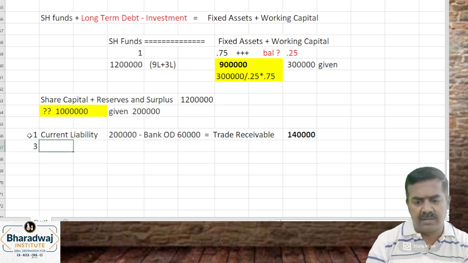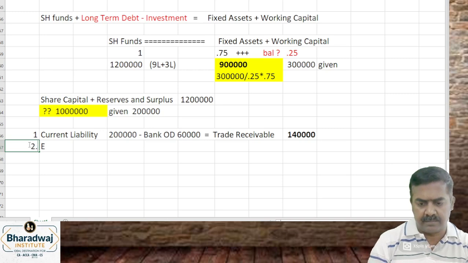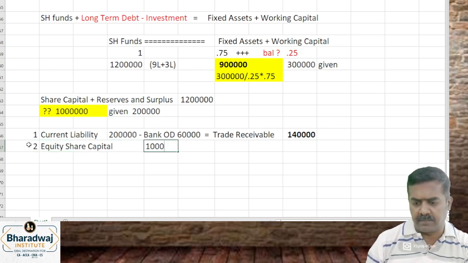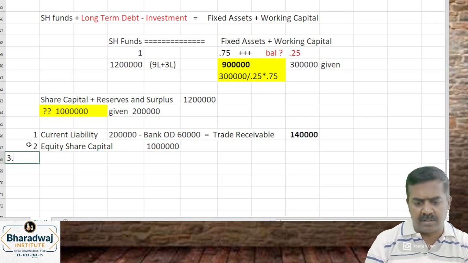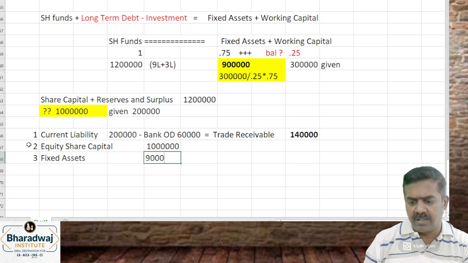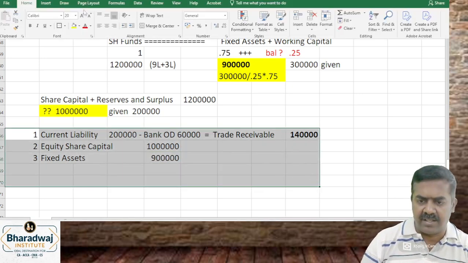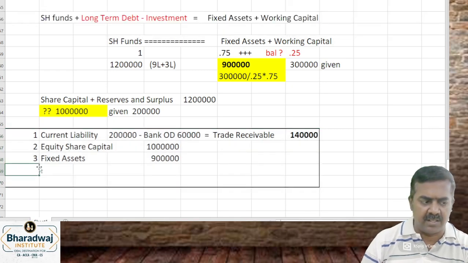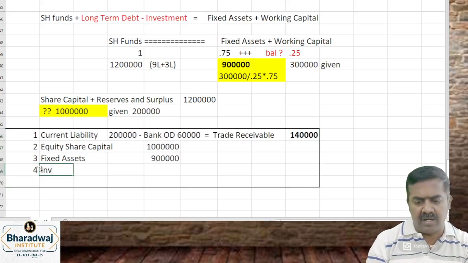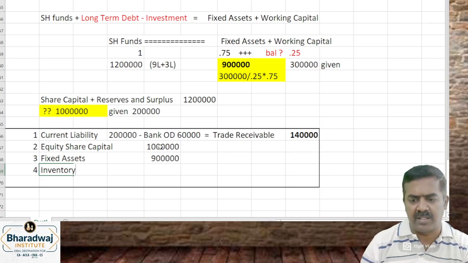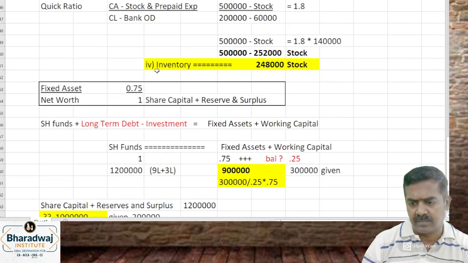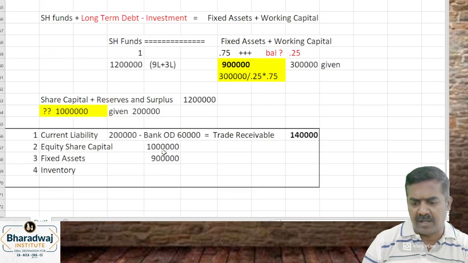Second indicator comparison. Equity share capital we worked out, 10 lakhs. What is the third one they asked me? Fixed assets. Fixed asset also we worked out how much? 9 lakhs. See, when you do some lengthy working, when they ask you like this, at the end give the summary of answer. So that examiner will be easily able to find out your answer and give the marks. Fourth one, inventory also we worked out. What is inventory? 2,48,000.